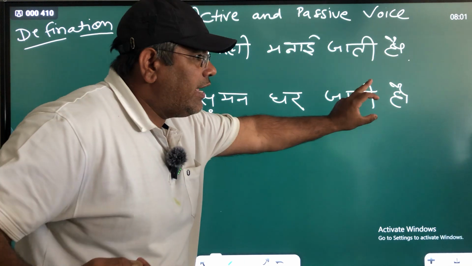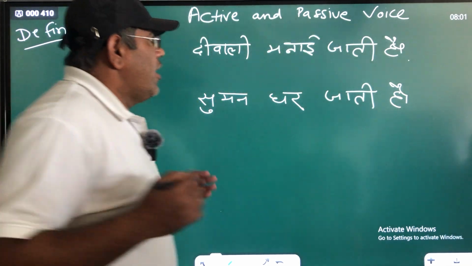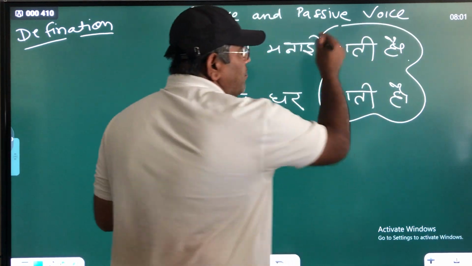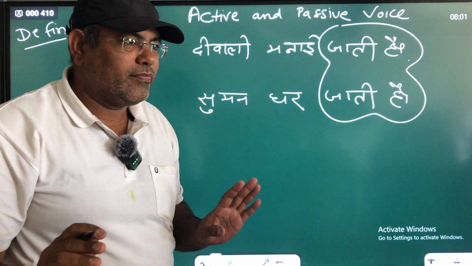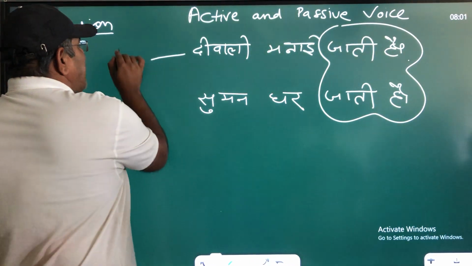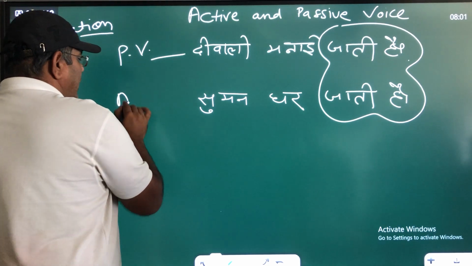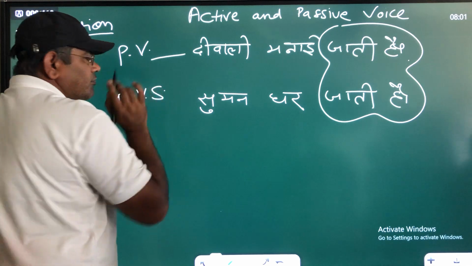दिवाली मनाई जाती है, सुमन घर जाती है. We are using the word जाती है at the end of both sentences. Okay? But this is the passive voice sentence. Passive voice. This is the active voice sentence.